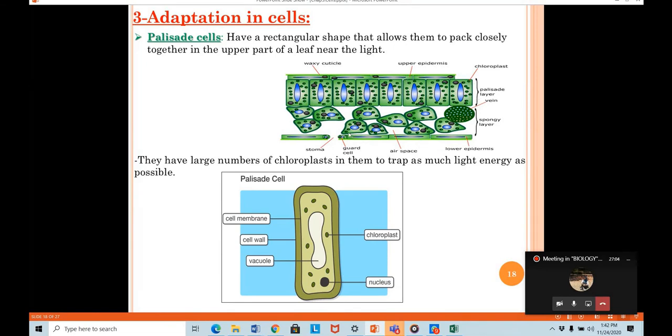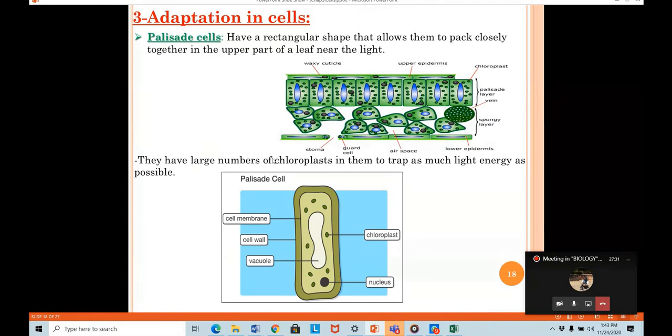Then inside, you can see the various tissues. It is a spongy layer. And these are the openings which you can see, the stomata, which help in the exchange of gases. Okay, so is this a part of the stem? This is a part of a leaf. And these are the air spaces, and this is the lower epidermis, and this is the upper epidermis.